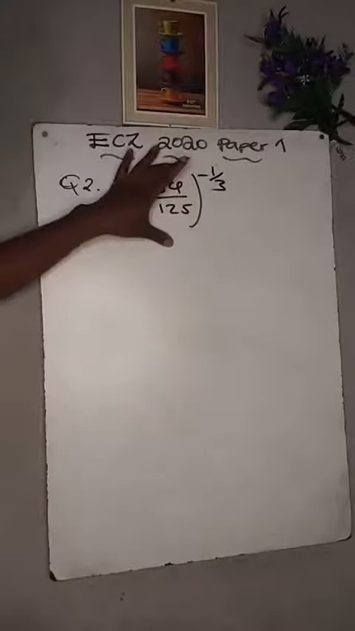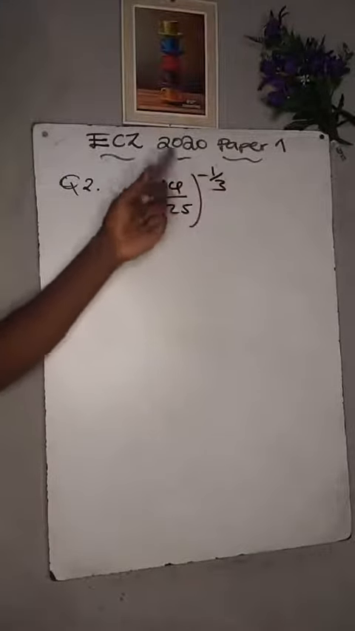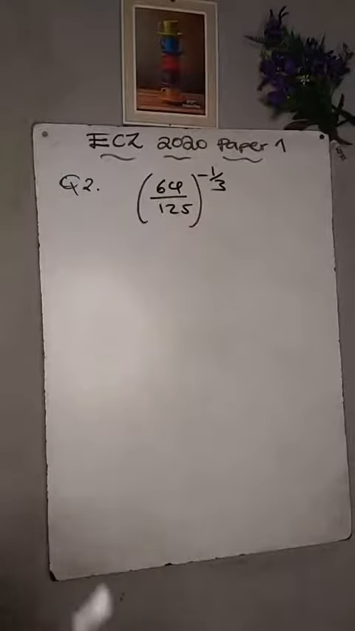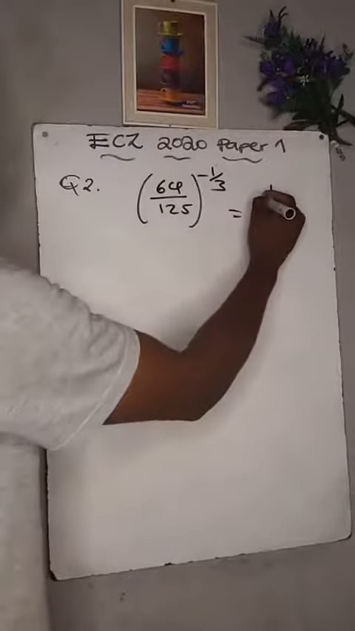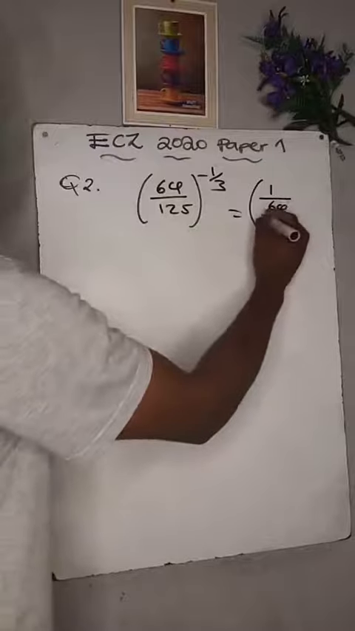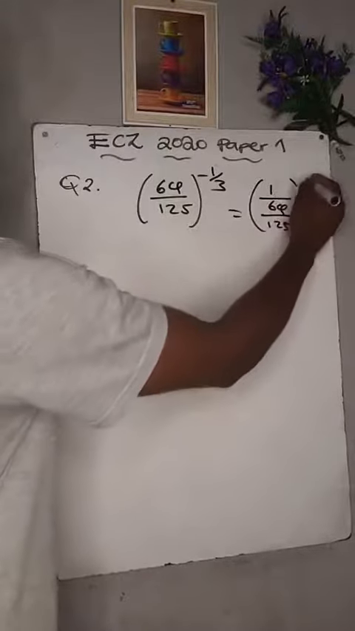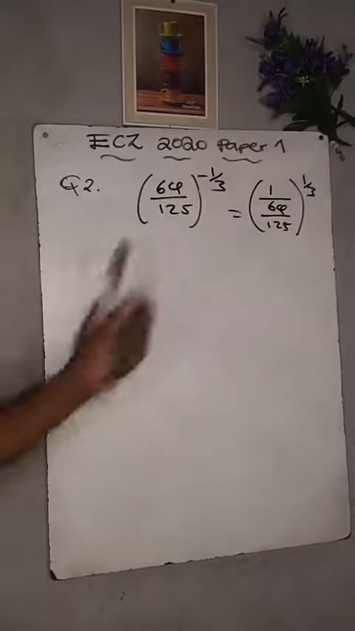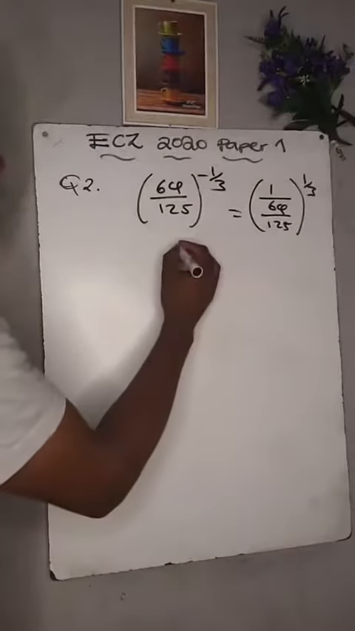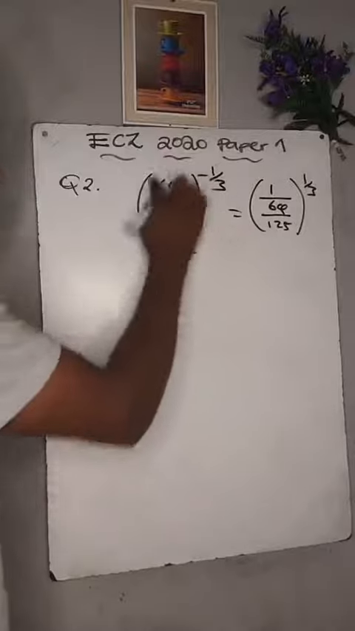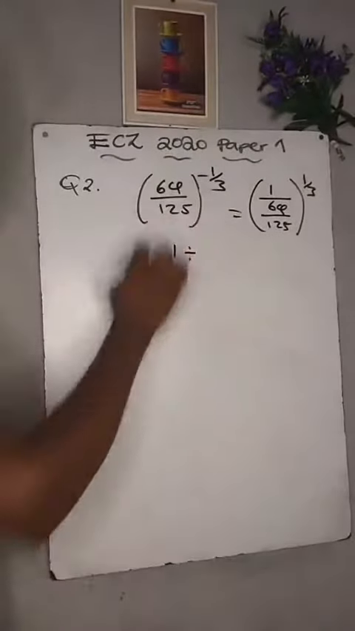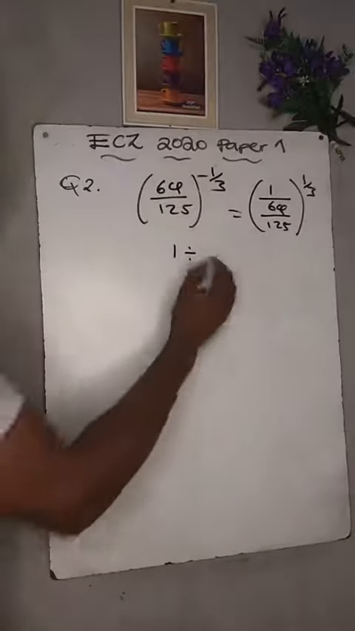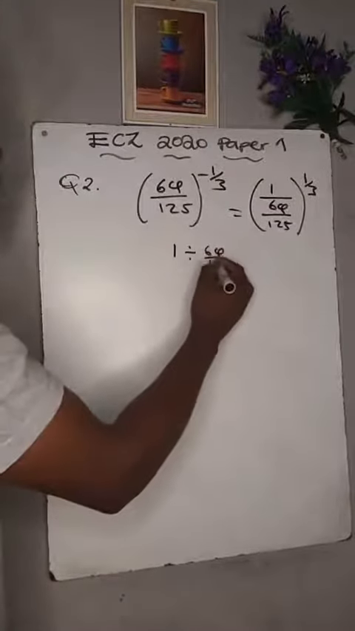Reciprocate this, because that negative is telling us that we have an inverse, which can also be written as 1 over 64 over 125 to the power 1 over 3. That's what this means. So if that's the case, we are now dividing 1 by this fraction. That's what that negative means. We are dividing 1 by the fraction that we have. So now it will be 64 over 125.